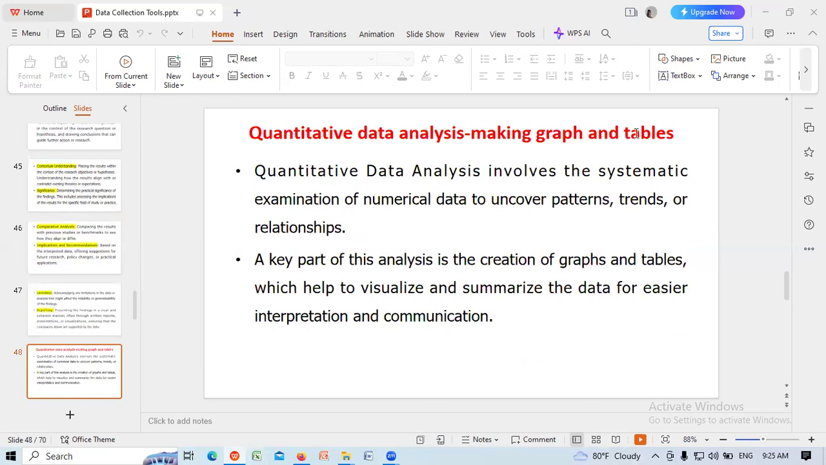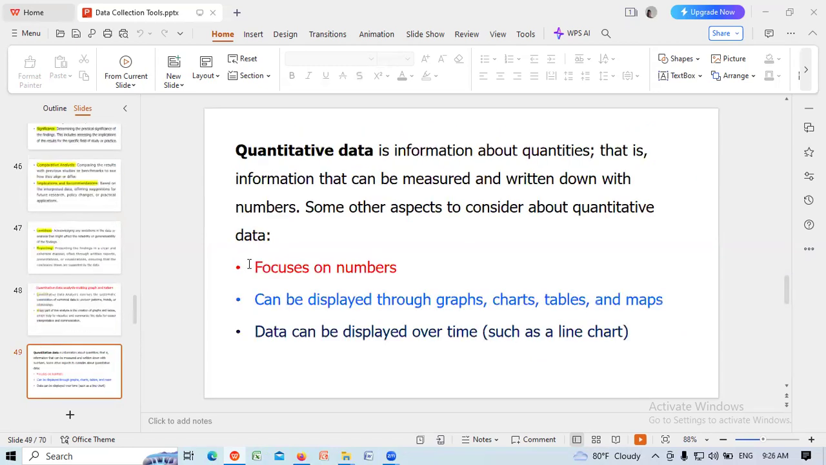Quantitative data analysis, making graphs and tables. Quantitative data analysis involves the systematic examination of numerical data to uncover patterns, trends, or relationships. A key part of this analysis is the creation of graphs and tables, which help to visualize and summarize the data for easier interpretation and communication.